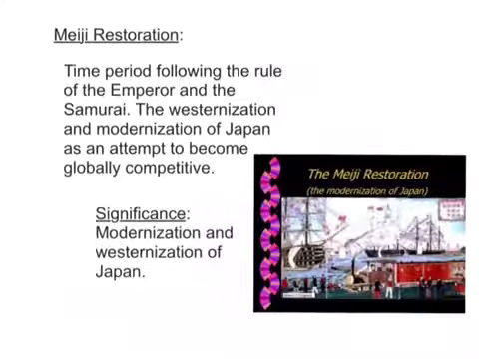Our last key term for this unit is the Meiji Restoration. This is the time period following the rule of the emperor and the samurai in Japan. It's also the westernization and the modernization of Japan as it attempted to become globally competitive. Its significance is that it was the modernization and westernization of Japan. So when they wanted to become more modern and more Western. Make sure that you're using this significance, key terms, or drawing a picture of this in the far right-hand side of your vocabulary chart.